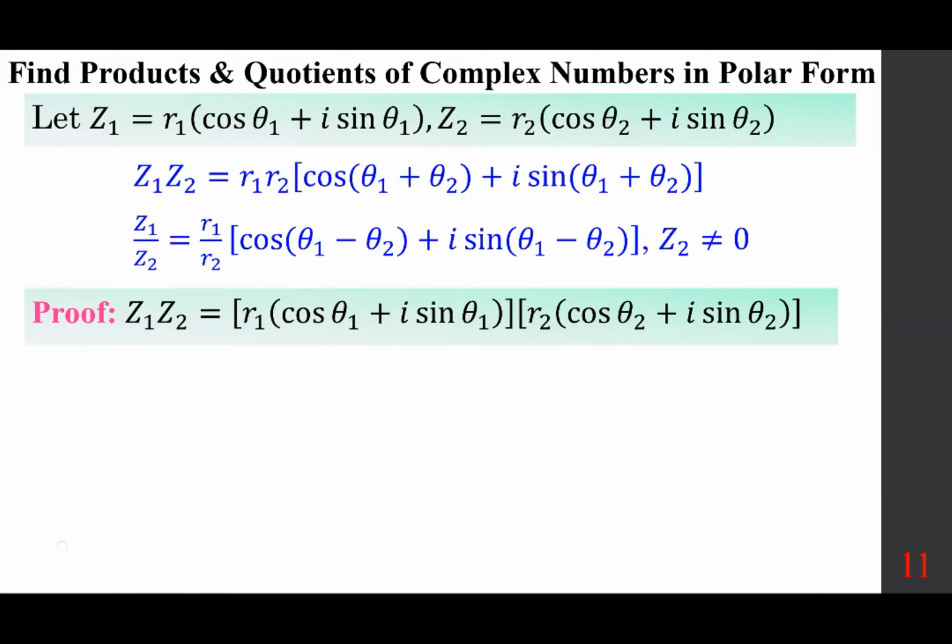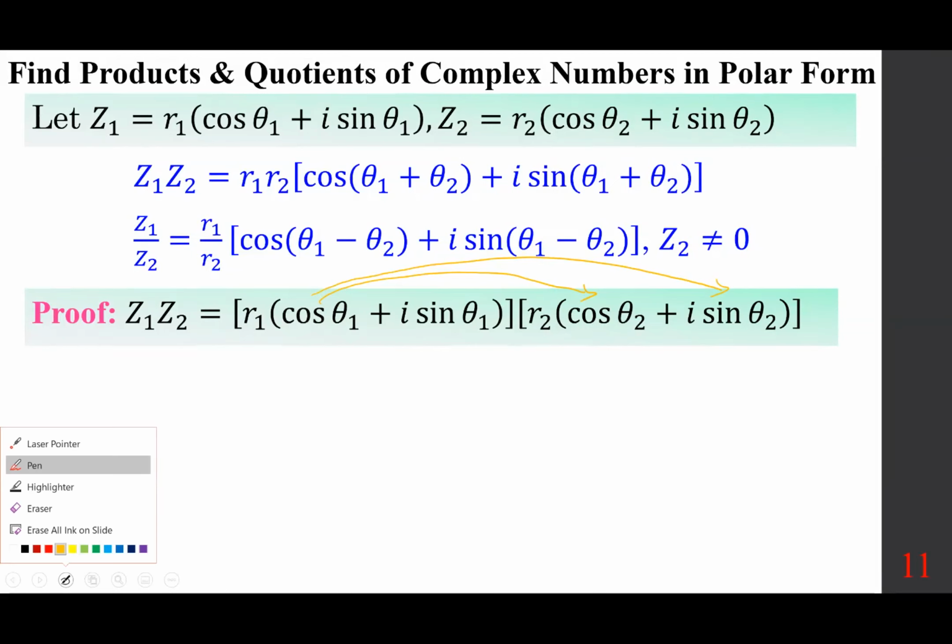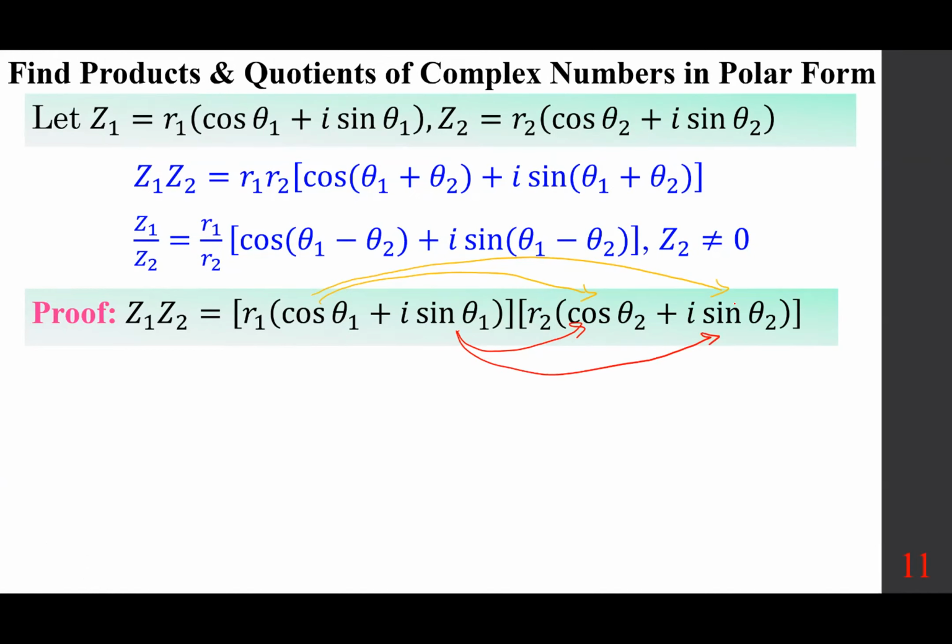So we get cosine of theta 1 times cosine of theta 2. Then we are foiling: cosine of theta 1 times I sine theta 2. Then we get I sine theta 1 times cosine theta 2. And then we get I sine theta 1 times I sine theta 2.